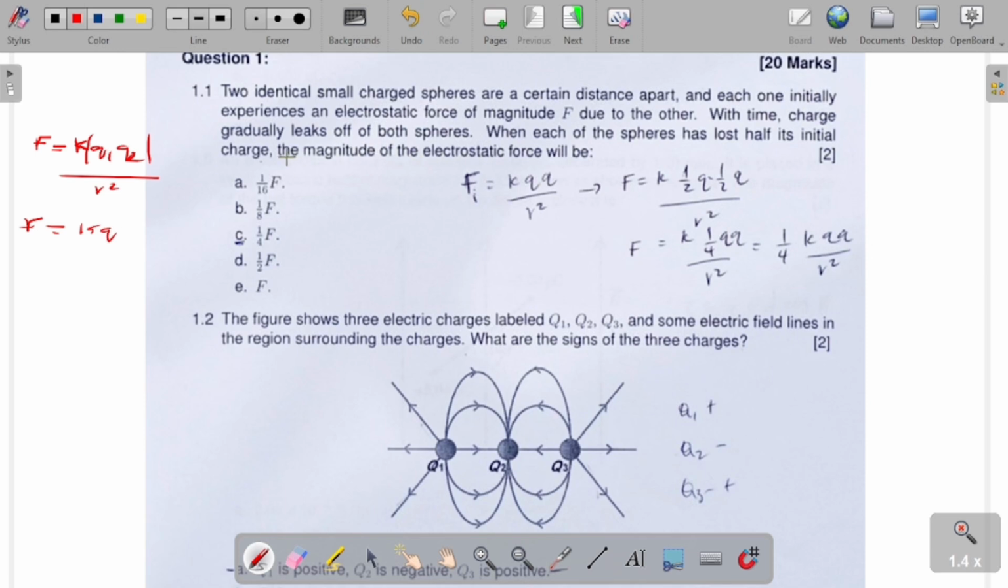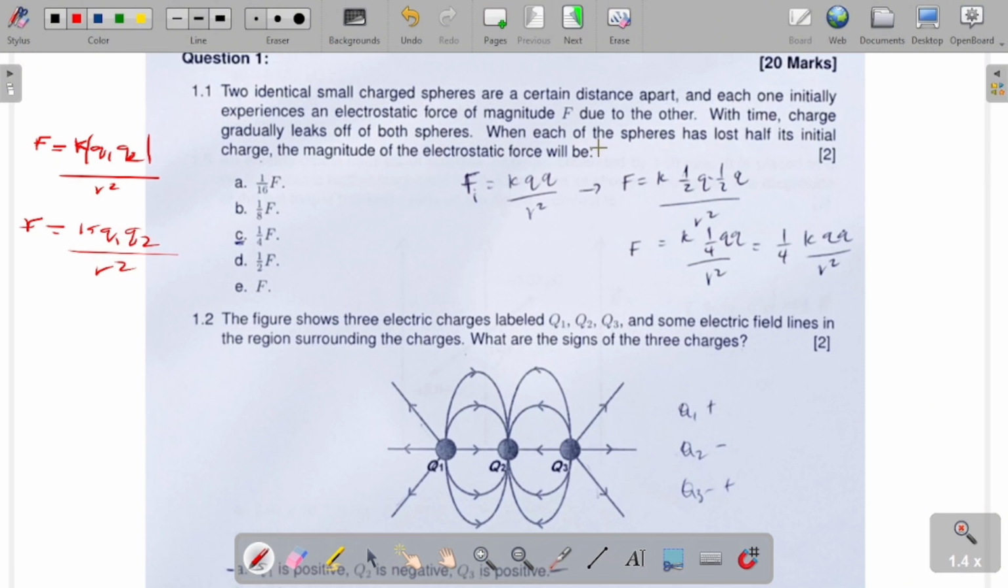I'm really not sure if the charges are the same. I just want to check. Two identical small charged spheres are at a certain distance, with each experiencing that force due to the other. I'm not going to assume that the charges are the same. Let's just write them as Q1, Q2 over R squared. That's before the charge was leaked.